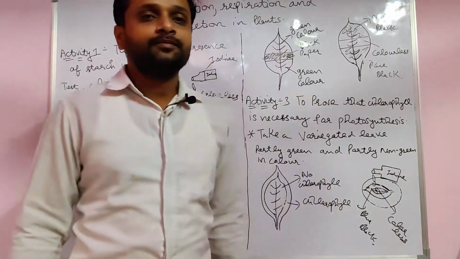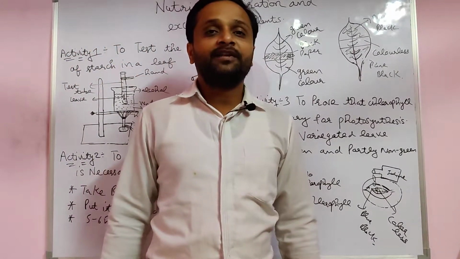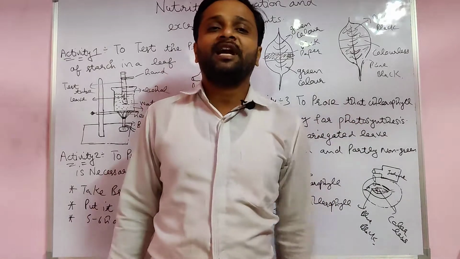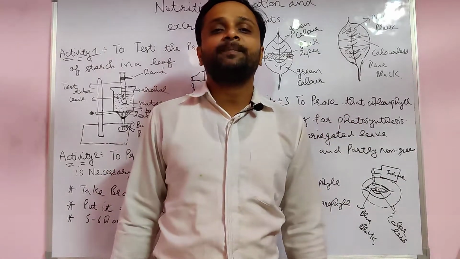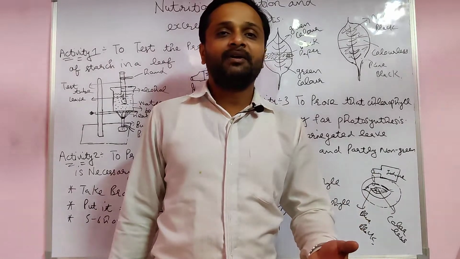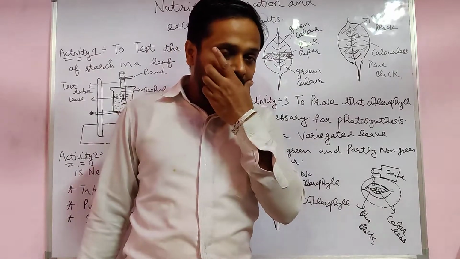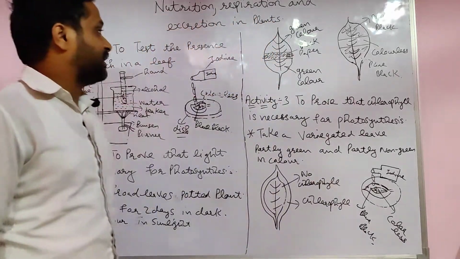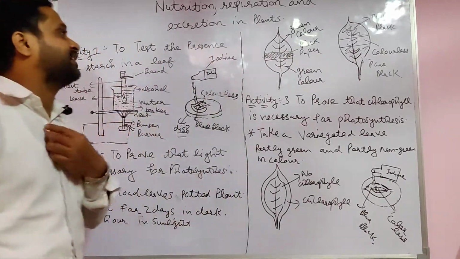In the last lecture of nutrition, respiration and excretion in plants, we already discussed micronutrients and macronutrients. Afterward, we discussed how the rate of photosynthesis depends upon the amount of carbon dioxide, light intensity and temperature. In all of them, direct proportionality is there. But in this lecture we discuss some special activities.